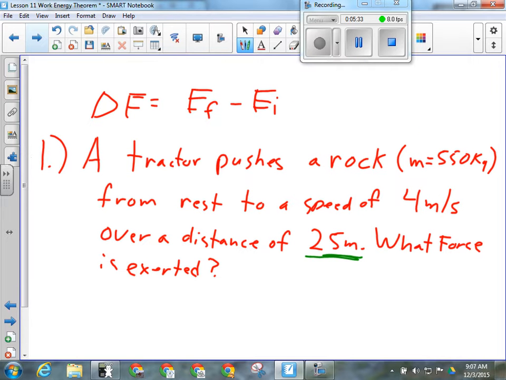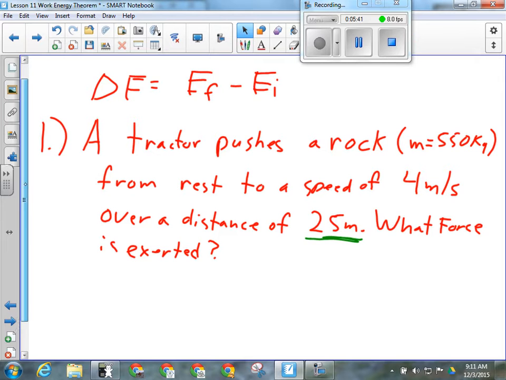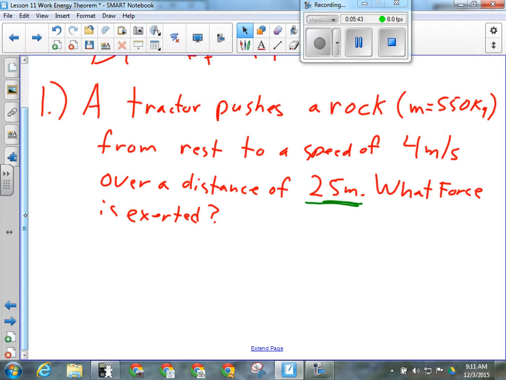Right. Then I want you guys to try this one. Okay? I'll give you a few minutes on this one, and then we'll go over it together. Okay. So a tractor's pushing a rock. We're given the mass, and it's doing that from rest to a speed of 4 meters per second over a distance of 25 meters. What force is exerted?